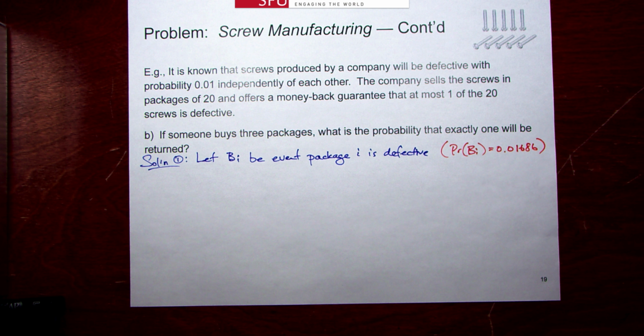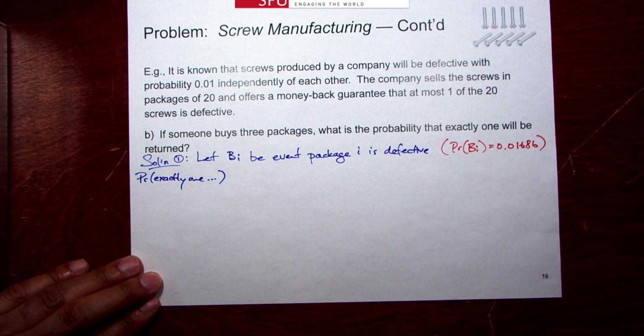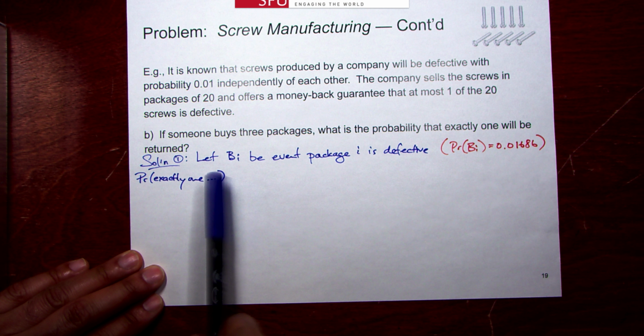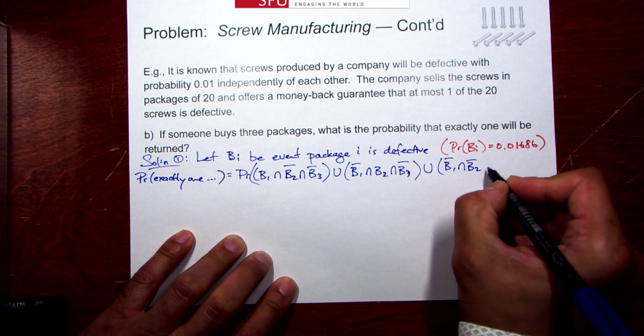So in event speak, we are looking for exactly 1 package being defective. I don't have the time to write out a whole bunch of stuff, but we would be taking the intersection of different events. One of the events is that package 1 is defective and the other 2 are not, or package 2 is defective and the other 2 are not, or package 3 is defective and the other 2 are not. I'll give you a moment to catch up.